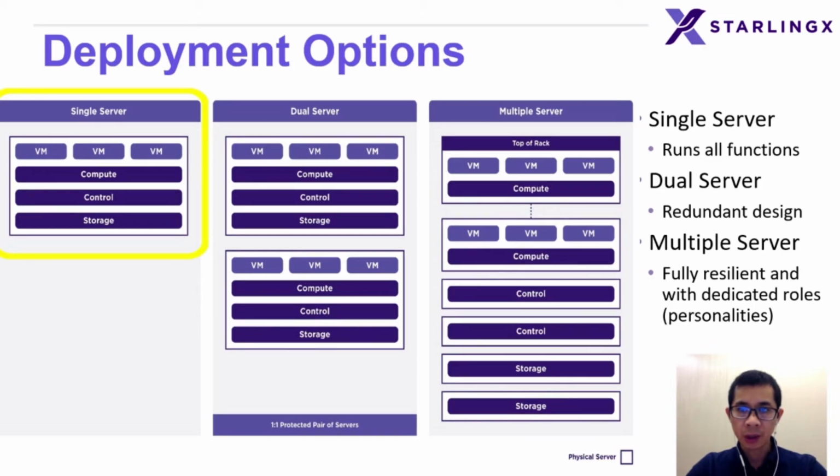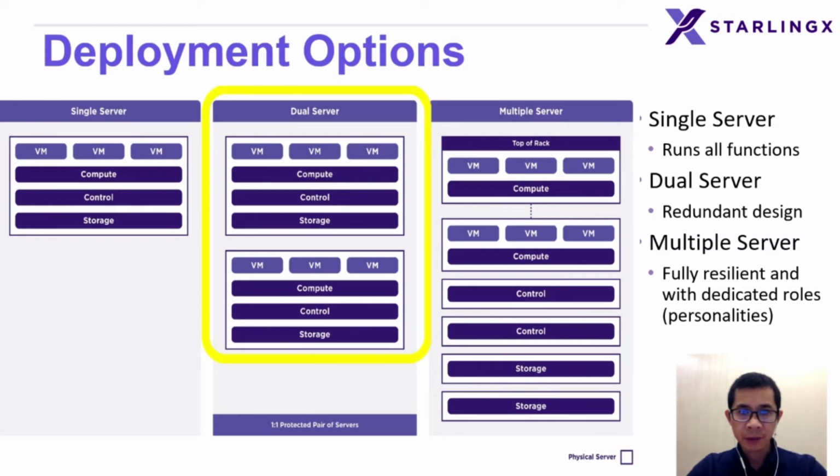We also call them personalities: control, storage, and compute worker. This deployment is the simplest way of having a try with StarlingX to know how it works and what it can do, but it lacks the capacity of scaling and high availability. The second way of deployment is called duplex AIO on two servers.